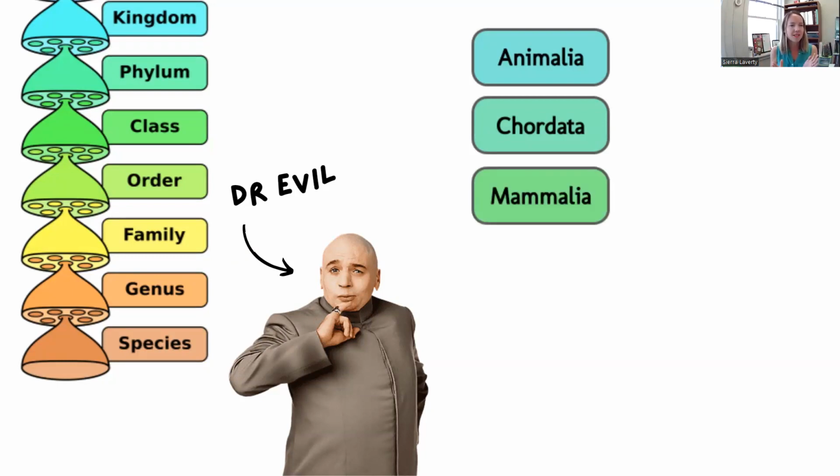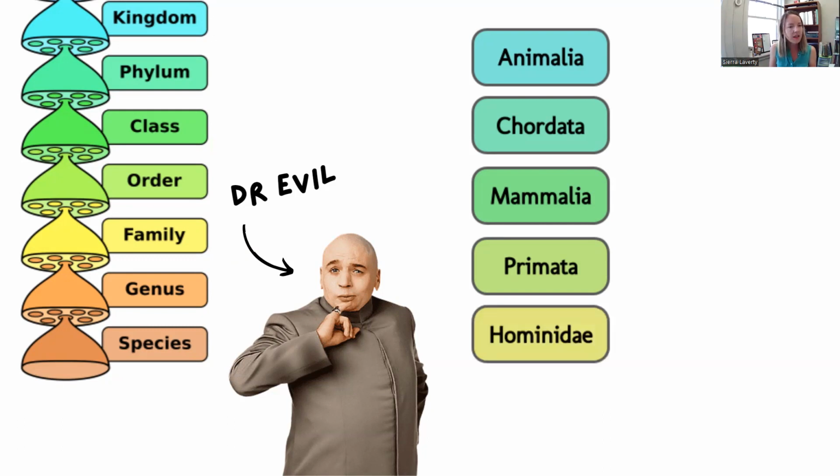So you could be in the class Mammalia, which makes you a mammal, right? Order Primata. We're all in the order Primata, meaning we're primates, right? Relatives of monkeys and other things. We're hominids, or in the family Hominidae. That means that we stand up on 2 legs and do a lot of things with our hands.